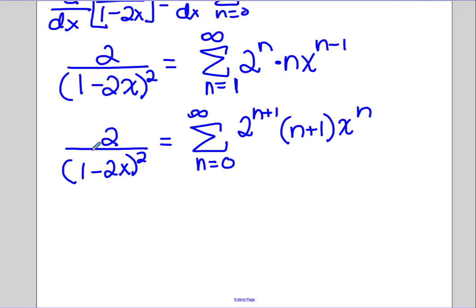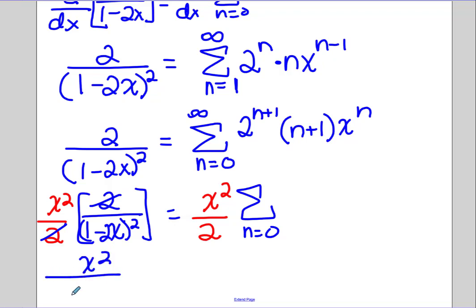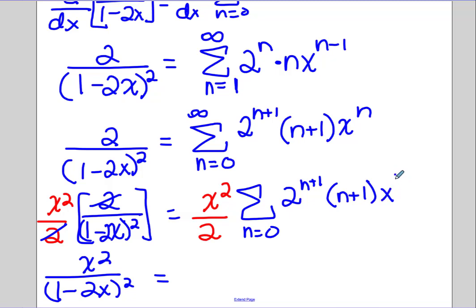And we're still trying to recreate our x squared on the outside times that original function. So let's do a little math trick here. Let's multiply the left side by x squared over 2, and we'll multiply our summation by x squared over 2. And that will help us get rid of the 2 on the numerator, but keep the expression being the same on both sides, and give us our original function here. So we're going to get x squared divided by 1 minus 2x quantity squared. This was what we started with. And we have 2 to the n plus 1 times n plus 1 times x to the n.